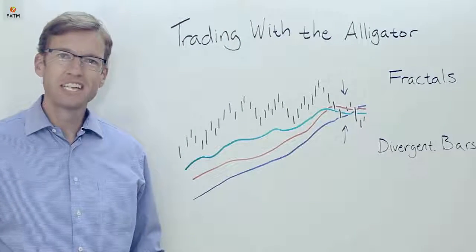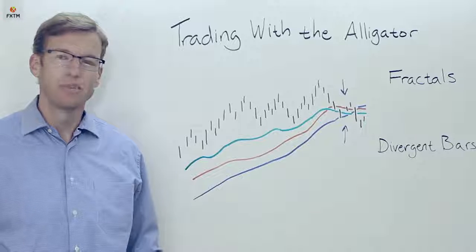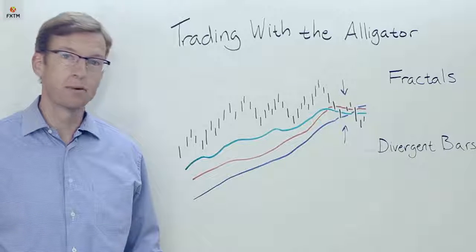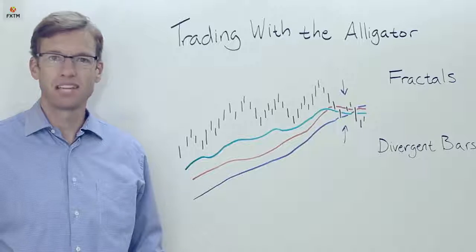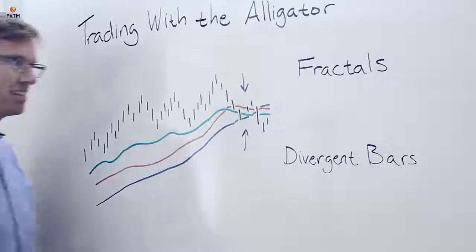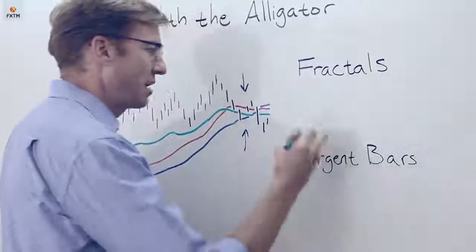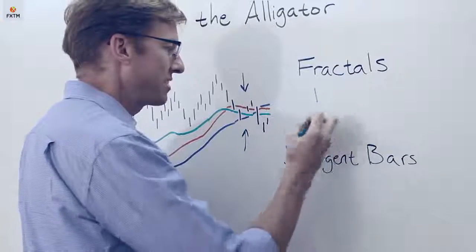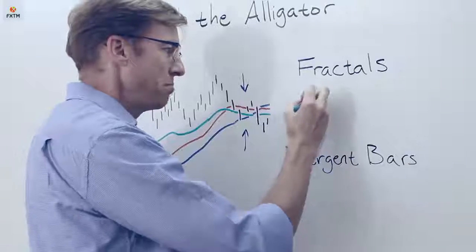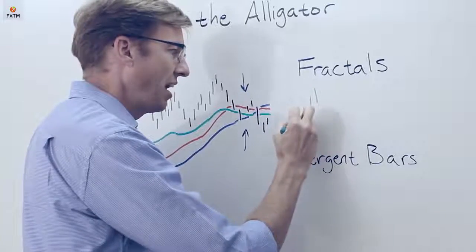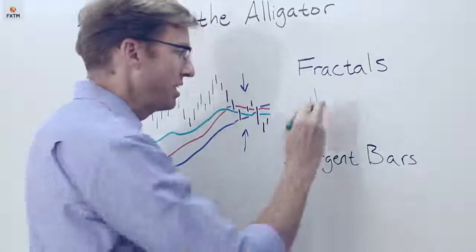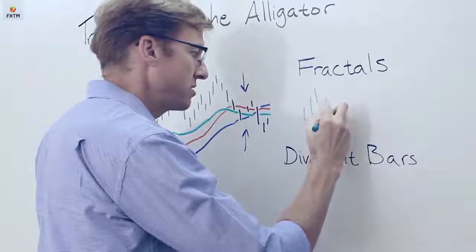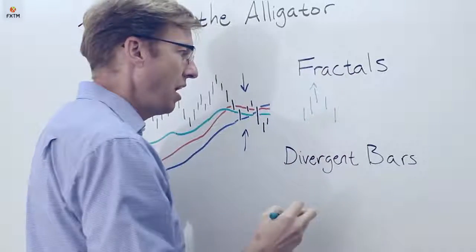Now, there are a couple of additional concepts we need to understand before we dig into some of the specifics around the trading signals associated with the Alligator. The first of these is a fractal. Now, fractals come in basically two flavors. The first one is an up fractal, and an up fractal is defined as a bar that has a higher high than the two bars that came before it, and a higher high than the two bars that came after it. So that's our up fractal.